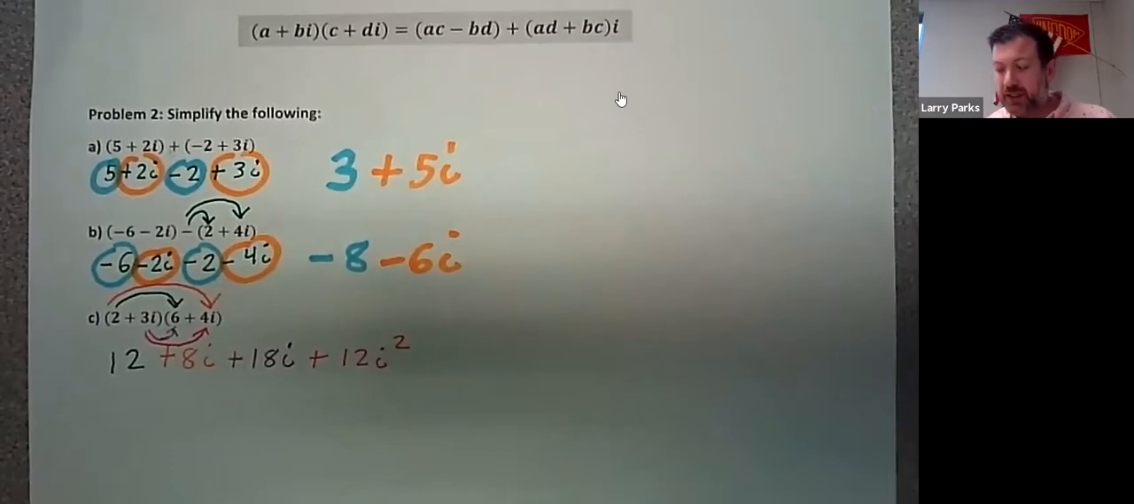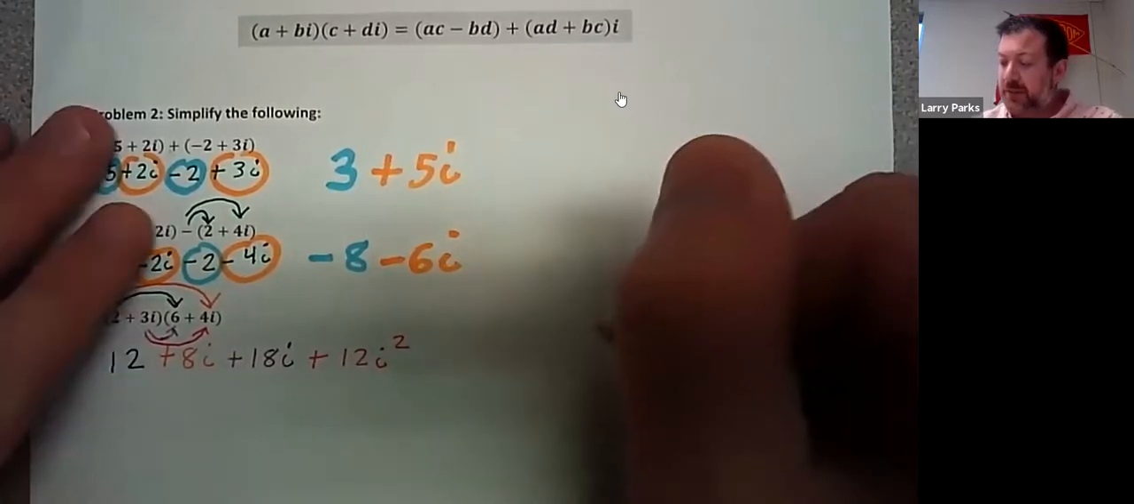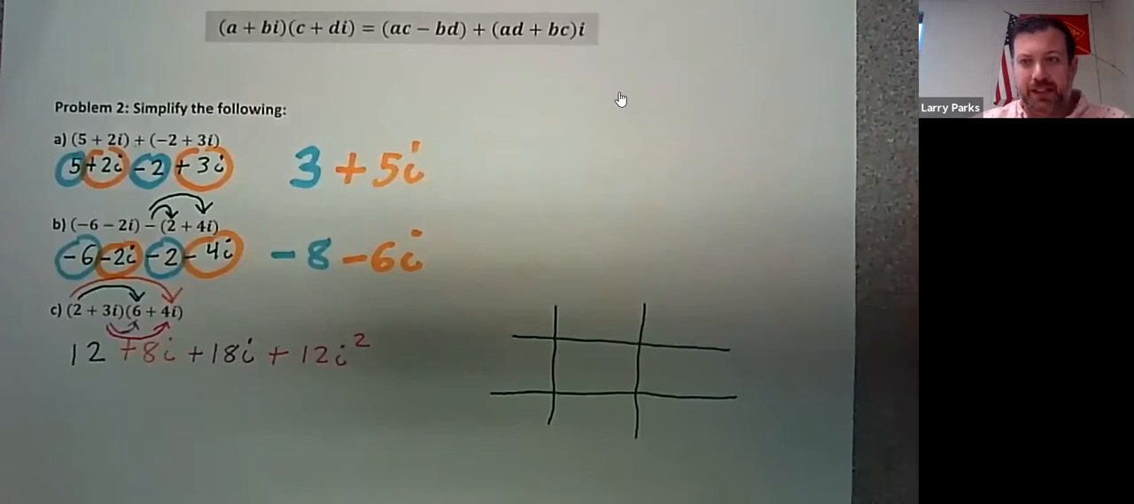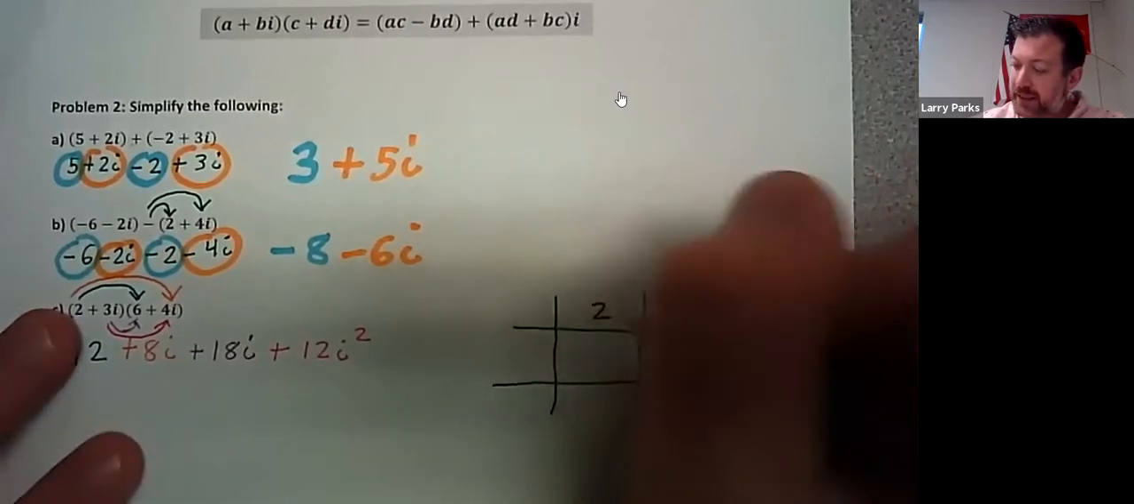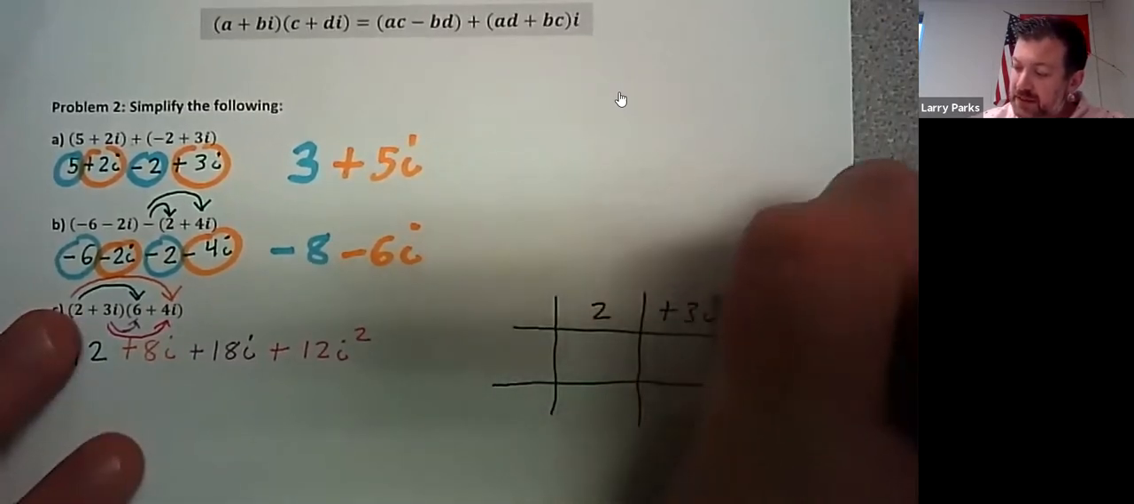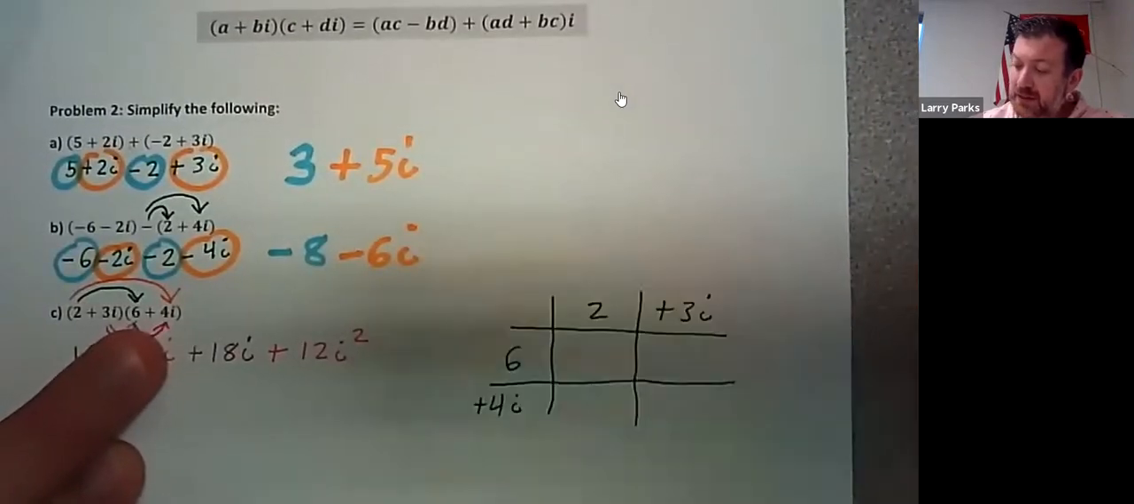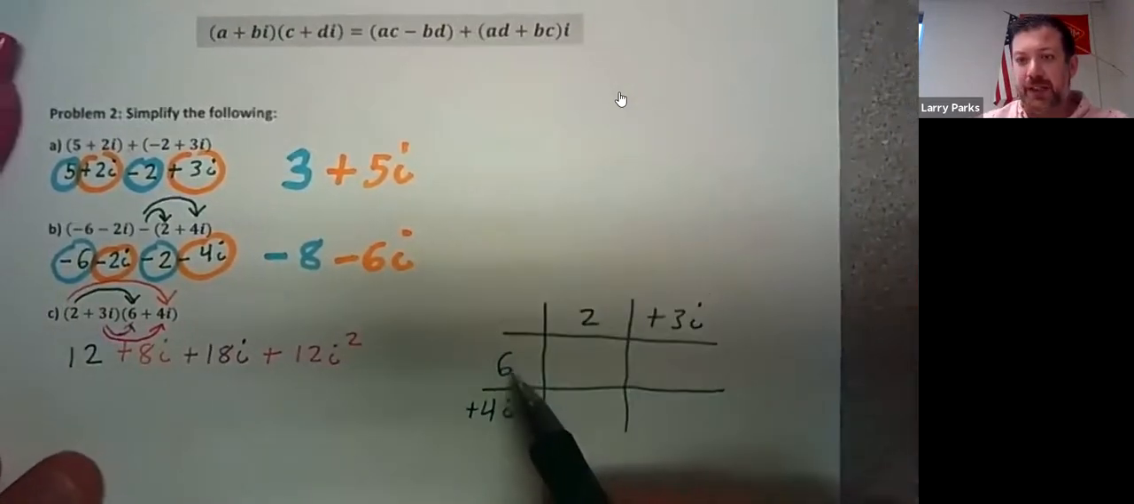Okay, for some kids, and I'll show you real fast, this works better for them. This is how you can stay organized. So you put 2 plus 3i here. You put 6 plus 4i here. And then you could do the table to help you multiply.